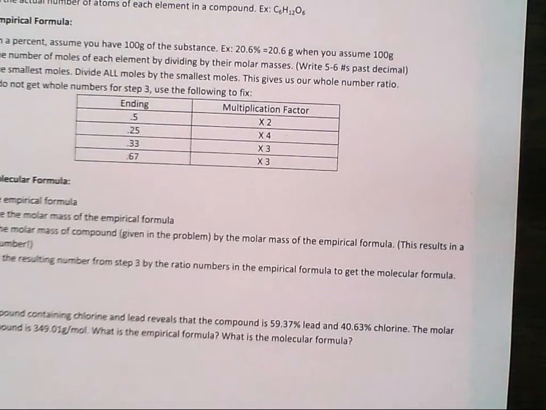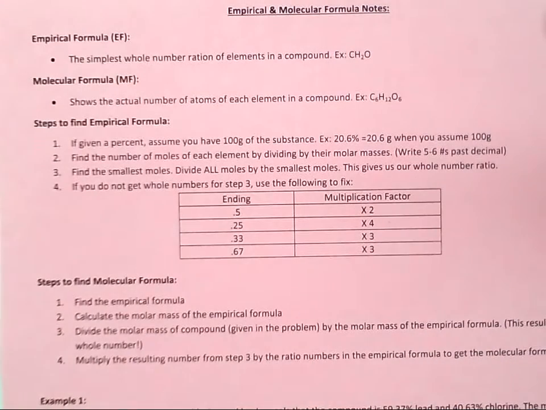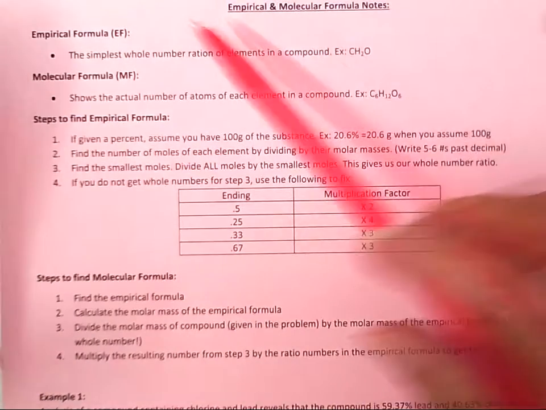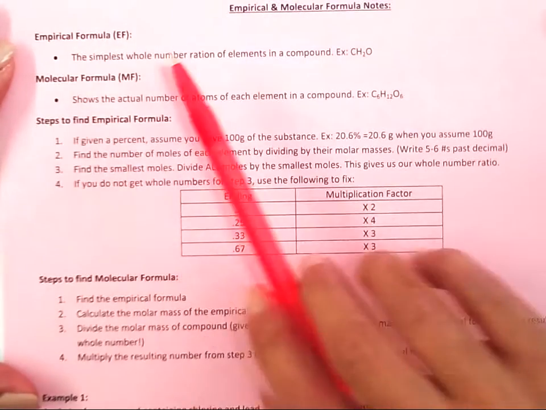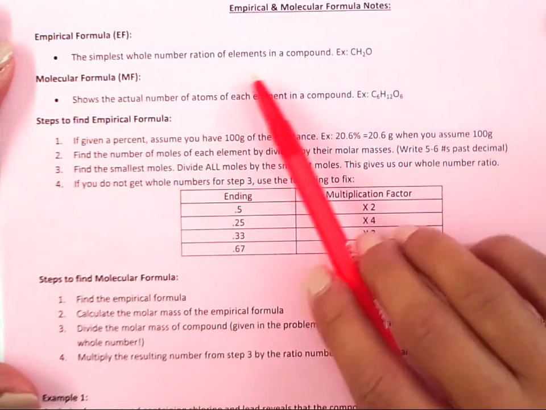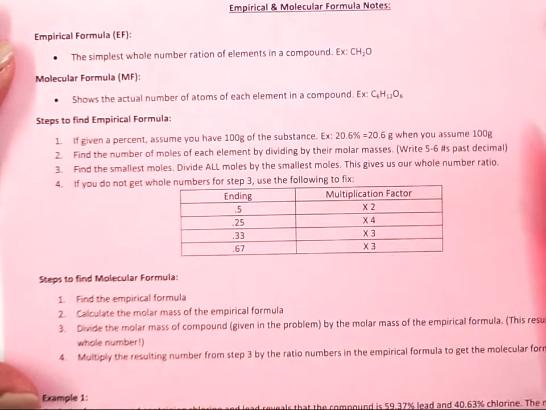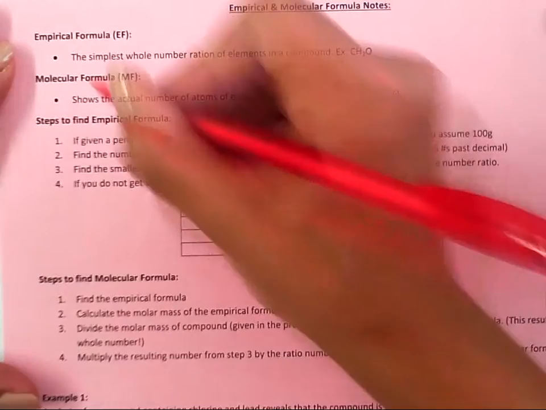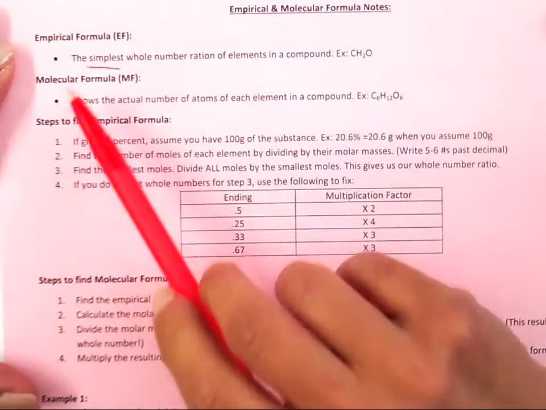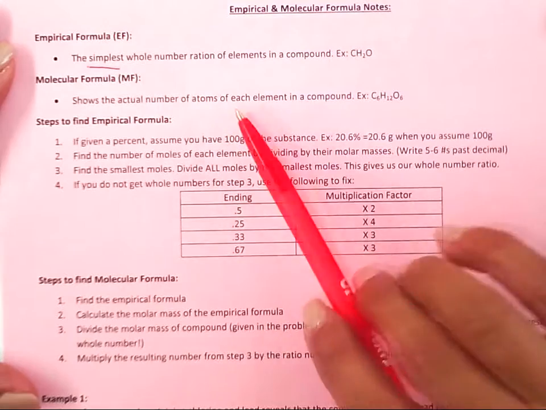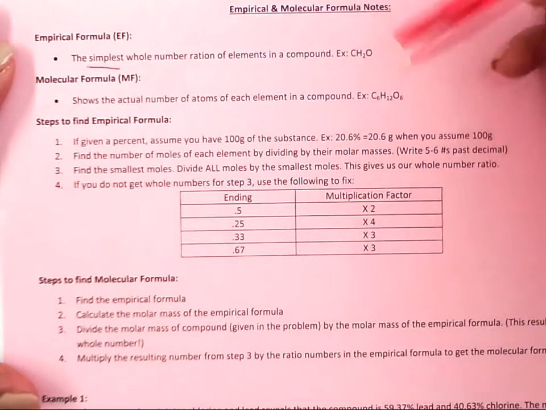Okay, so the title of this section is Empirical and Molecular Formula Notes. I want you guys to look at the definitions of both of these. Empirical formula is the simplest whole number ratio of elements in a compound, and they give us an example. Doesn't mean much to us yet because we have nothing to compare it to, but whenever you look at molecular formula, it shows the actual number of atoms of each element in a compound.